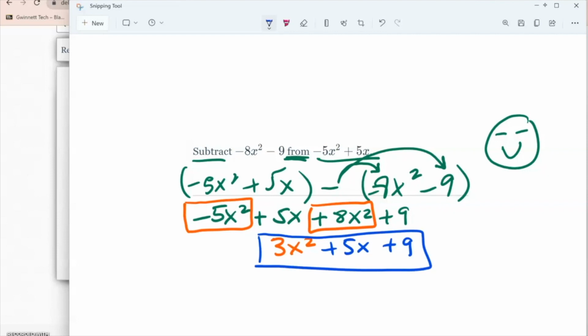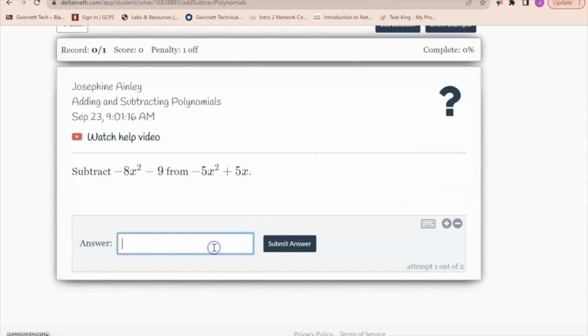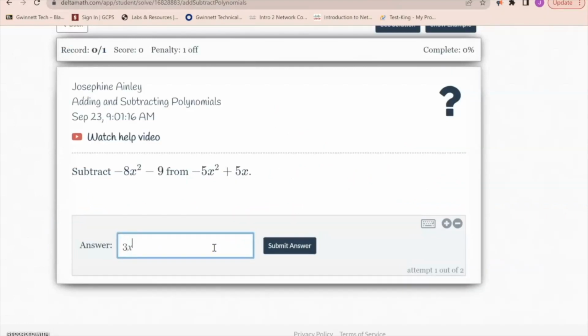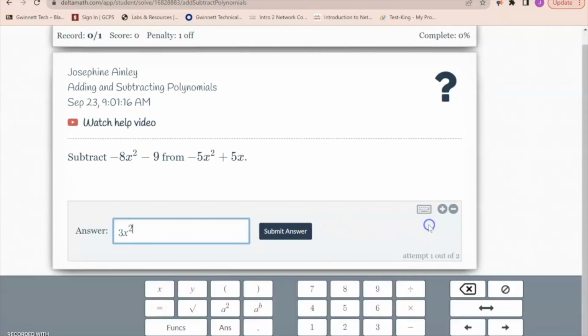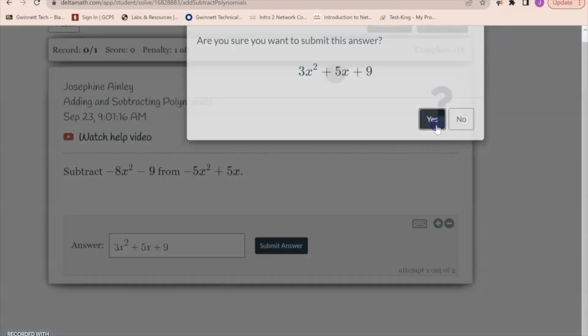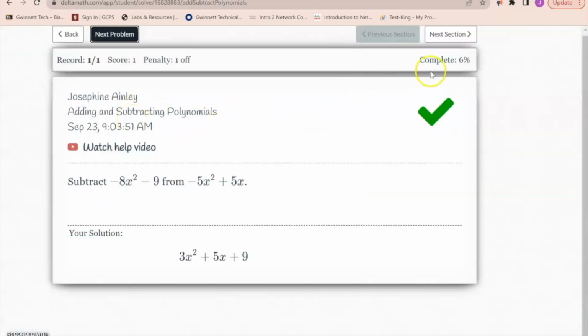So I'm just going to go ahead and put that into my answer. So 3x squared plus 5x. So 3x. To get the squared, it's shift 6. Or you can press this keyboard right here and use the squared button right there. So 3x squared plus 5x plus 9. And you can use the keyboard here to type it in if you don't want to write it out.